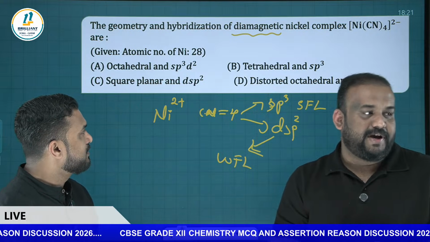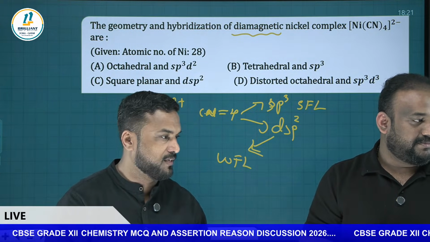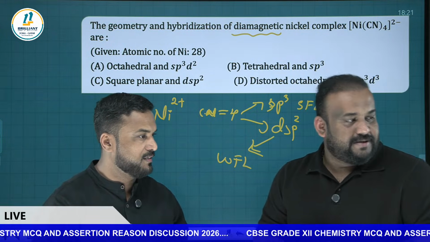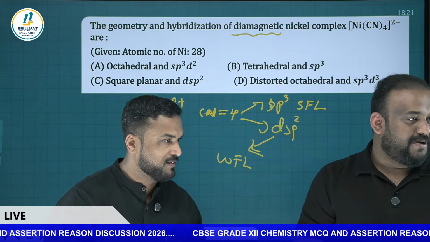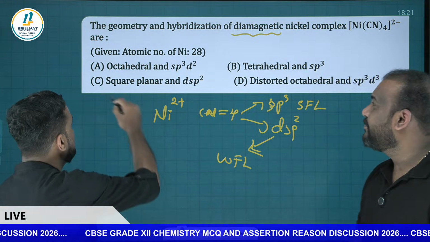And square planar. So correct, [Ni(CN)4]2-. Are there any different options coming, sir? No, all of them are commenting C only. Okay, fine, good. So we got the correct one.